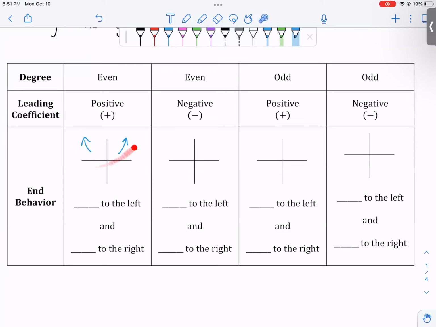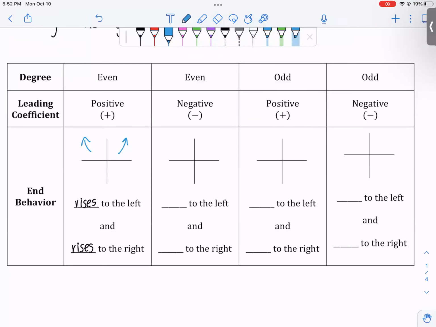So this function right here, it doesn't matter what happens in here, it could do anything it wants. The in-between area is not what end behavior is about. End behavior is only about what happens at the very edges of the graph, right as it leaves the page. So this guy here rises to the left and rises to the right because it's going up in both directions.